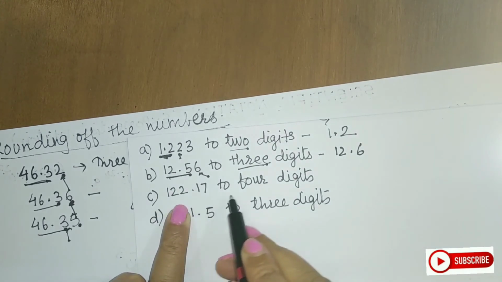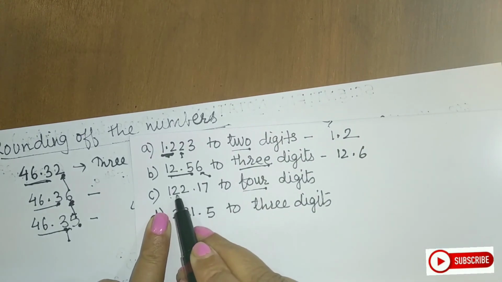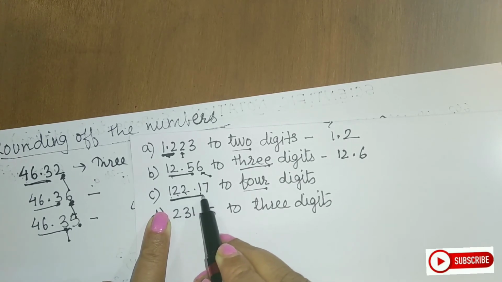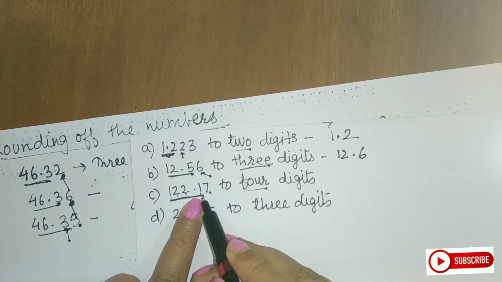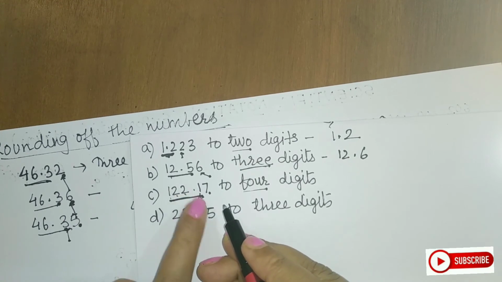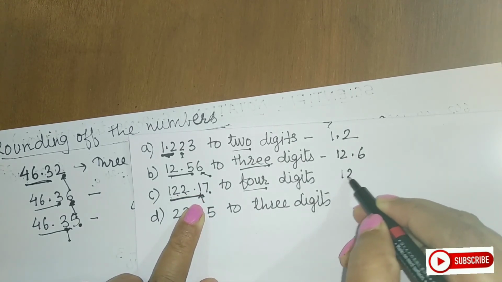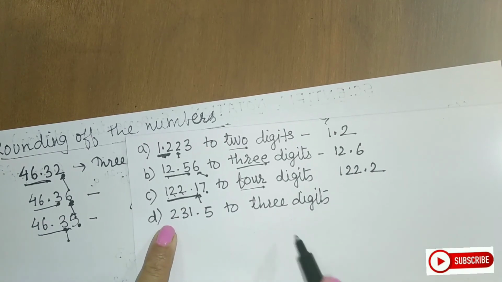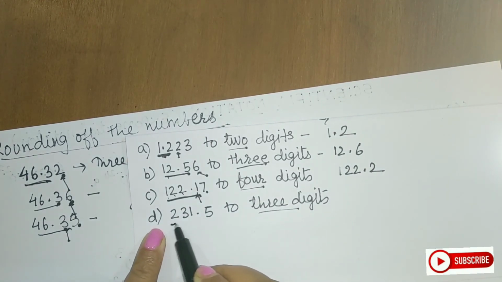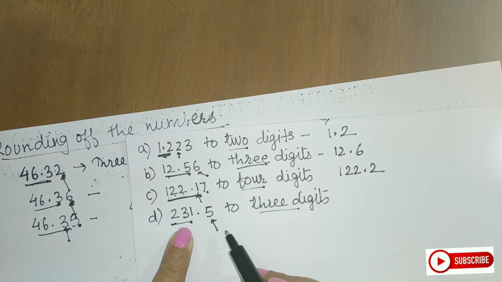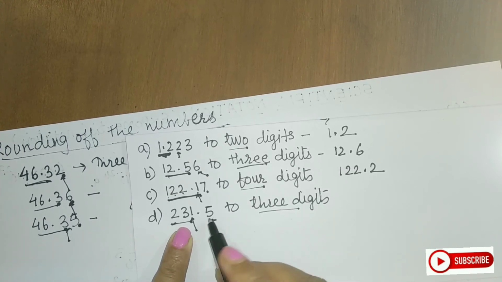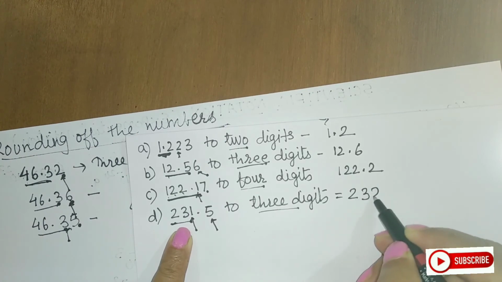Come to this. They want the answer to 4 digits. So 1, 2, 3 and 4. They want the answer up to this. Now I have to check the next digit, that is 7, which is more than 5 and so I will round off this, or I will increase this by 1. So it will be 122.2. Come to this now, 3 digits I want. So I want the answer only up to this. Now I have to check for this digit. If you see, this digit is 5 or more than 5, that is the condition. This is 5, so I will increase this number by 1. So your answer will be 232.